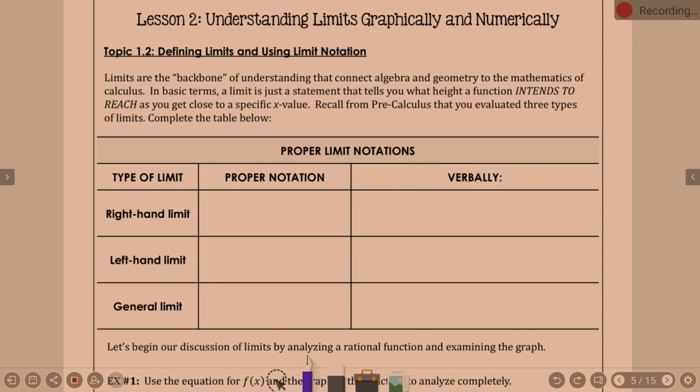So proper notation, if you're approaching something from the right: the limit as x approaches c from the right, and then f of x represents whatever function you're talking about. This is your proper notation. So the limit as x approaches c from the right of f of x. You've got x approaches c, the plus sign is after it because that's saying from the right, and that's under the limit. And you've got f of x next to it, which just indicates the function. Okay, verbally, this is the limit as x approaches c from the right.